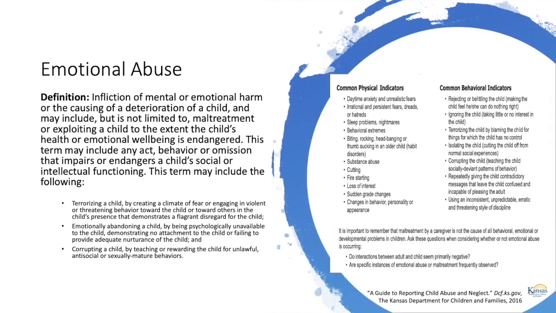Terrorizing a child by creating a climate of fear or engaging in violent or threatening behavior toward the child or toward others in the child's presence that demonstrates a flagrant disregard for the child. Emotionally abandoning a child by being psychologically unavailable to the child, demonstrating no attachment to the child, or failing to provide adequate nurturance of the child. And corrupting a child by teaching or rewarding the child for unlawful, antisocial, or sexually mature behaviors.